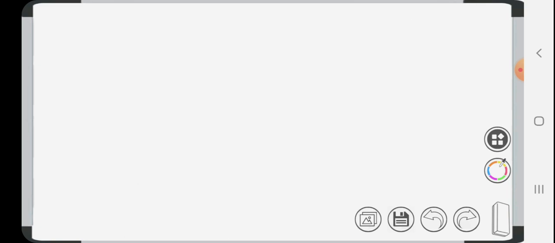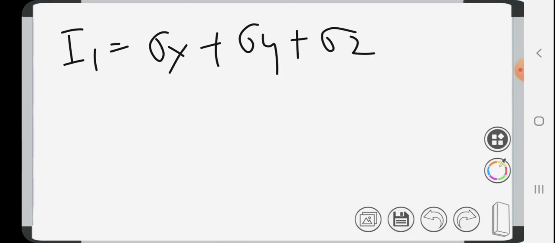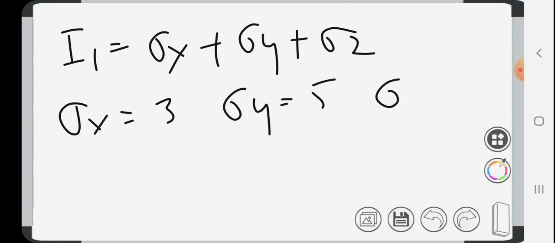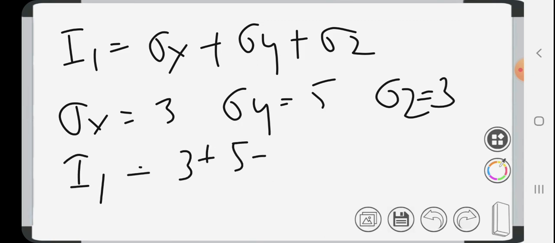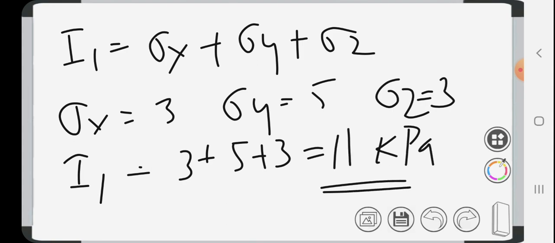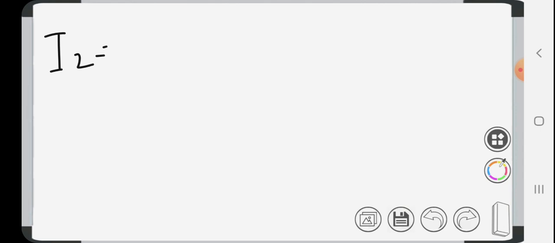Okay. So how to find stress invariants? Stress invariant I1 is equal to sigma x plus sigma y plus sigma z. So here sigma x equal to 3, sigma y equal to 5, sigma z equal to 3 again. So I1 will be 3 plus 5 plus 3 equal to 11 kilopascal. Okay, I1 is calculated.